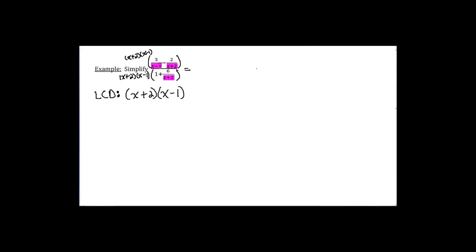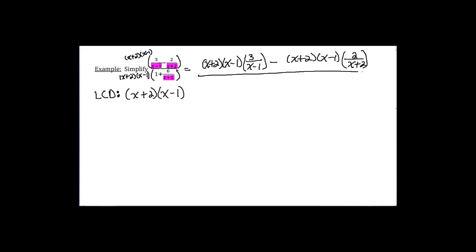All right, so when I do this, I'm going to have an x plus 2 times x minus 1, right? Distributive property, 3 over x minus 1, minus an x plus 2 times x minus 1 times a 2 over x plus 2. Okay. And when I get to my denominator, x plus 2 times x minus 1 times 1, that one's nice. And I have an x plus 2 times x minus 1 times a 6 over x plus 2.